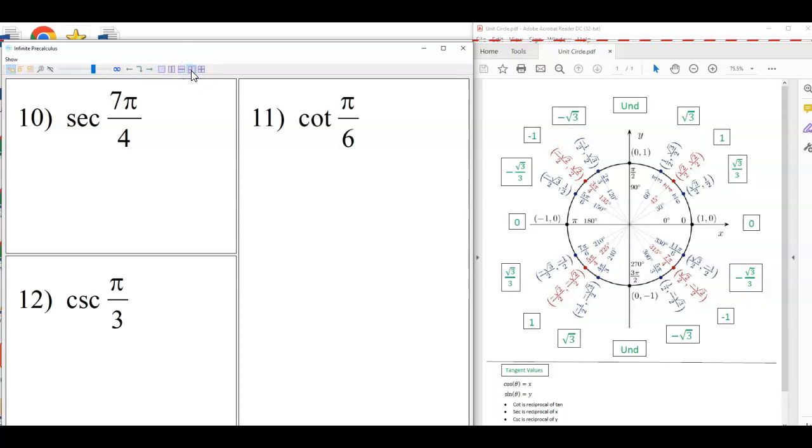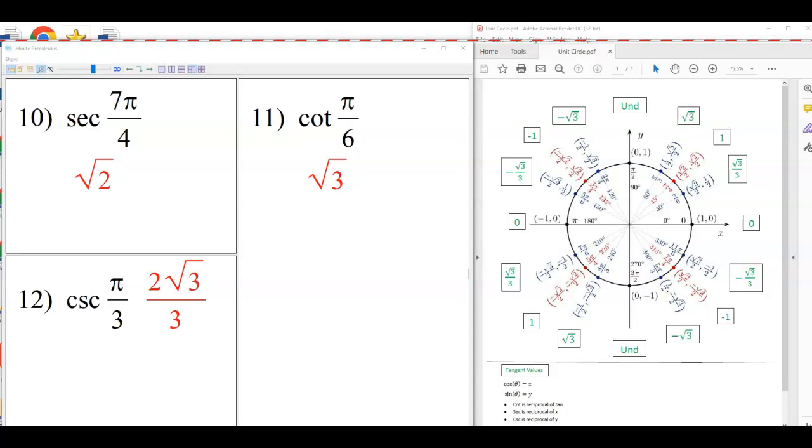Why don't you guys try 10, 11, and 12? Pause the video here, and when you pause it, I'll have the answers up for you. All right, so there's those. You guys can check your work. So I'll work these out a little bit because this is probably a little bit more challenging than last set.